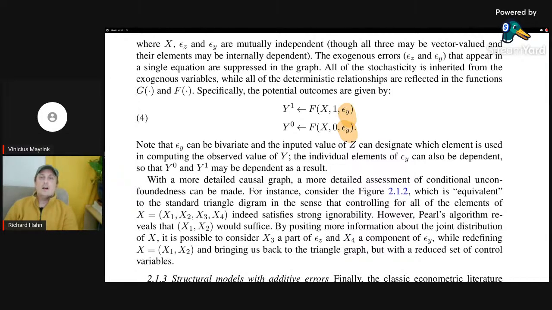For example, the other way that shows up... I lost my train of thought. It can be bivariate, and the elements of epsilon y can actually be dependent, and what that means is that the potential outcomes distribution, the y1 y0, can actually also be correlated, for example, and if they're correlated, that's fine, nothing breaks.